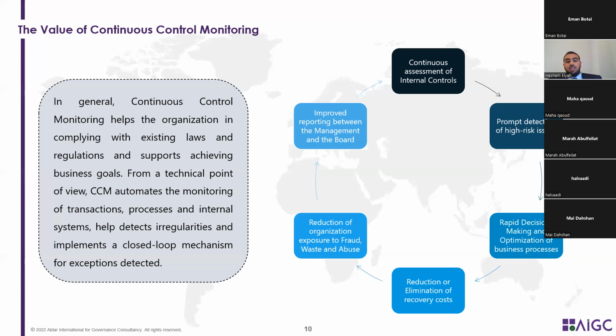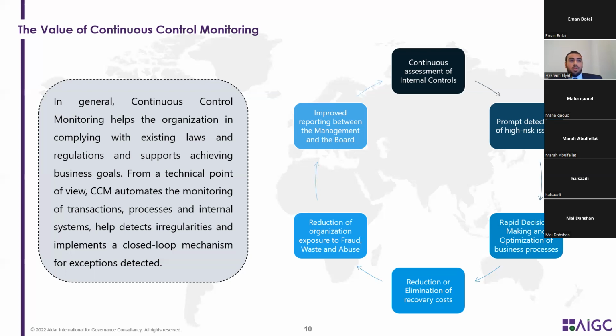By just understanding or identifying an irregularity as soon as it occurs, we sometimes reduce the recovery cost, or we eliminate it. And also, whenever we automatically detect items or instances as soon as they occur, we have the possibility of reducing the organization's exposure to fraud, waste, or abuse.